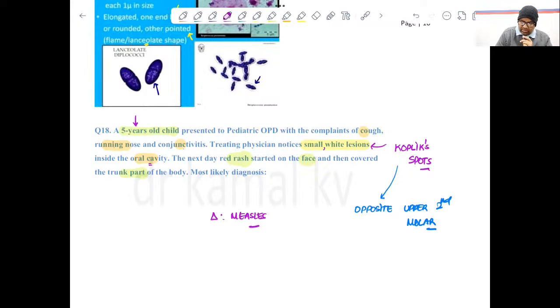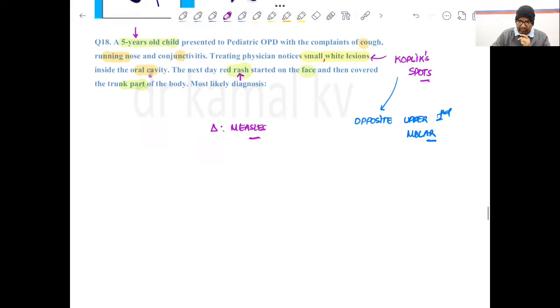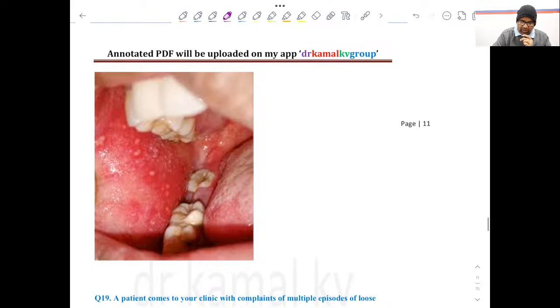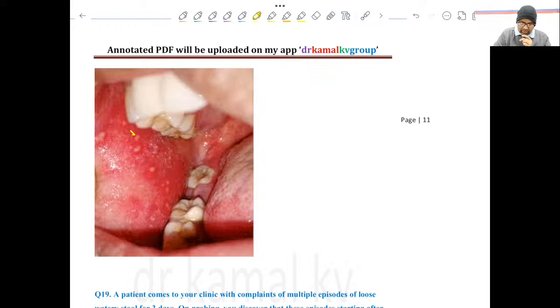Right? So there is a child with Koplik spots, then rashes, straight away. Yes, Aditi, absolutely right. So this is a classical description of measles. So here we can see the Koplik spots. Right? So these are all Koplik spots. Clear? This is how you will identify the Koplik spots.